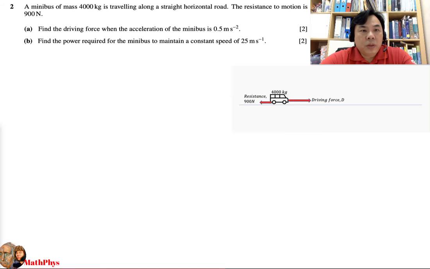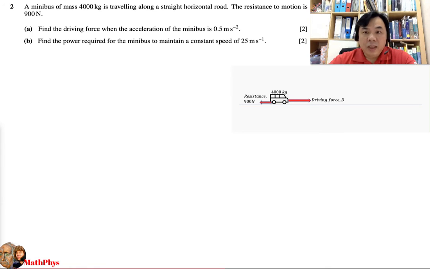Now, the first question, we need to find the driving force when the acceleration of the minibus is 0.5 meter per second square. And then the second one, we need to find the power required for the minibus to maintain a constant speed of 25 meter per second. All right, let's take a look at how to work this out.